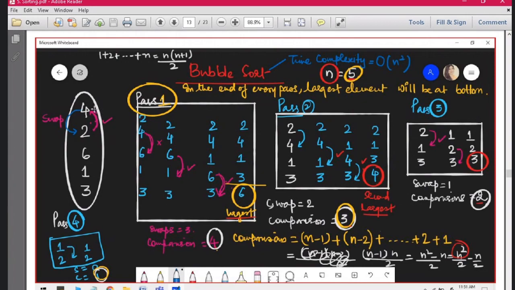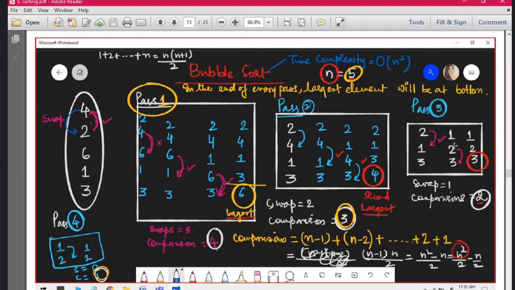see, the number of comparisons will always be n minus 1. So there were 5 elements, so the number of comparisons will be 5 minus 1, that is 4. Now go to pass 2 and study the swaps and comparisons. Here the number of swaps, there were 2 ticks, so 2 swaps were there, and the number of comparisons, how many elements are there? 4 elements are there, so the number of comparisons will be 4 minus 1, that is 3.